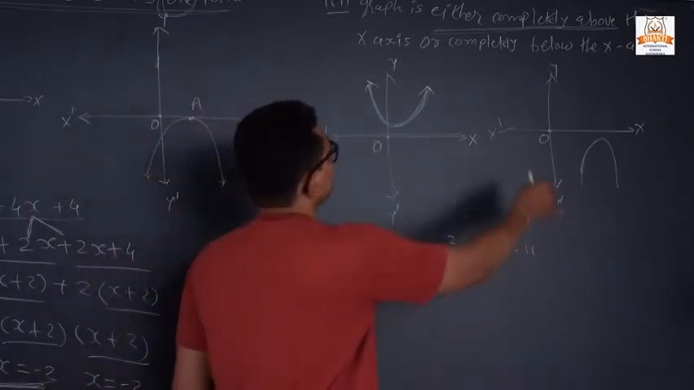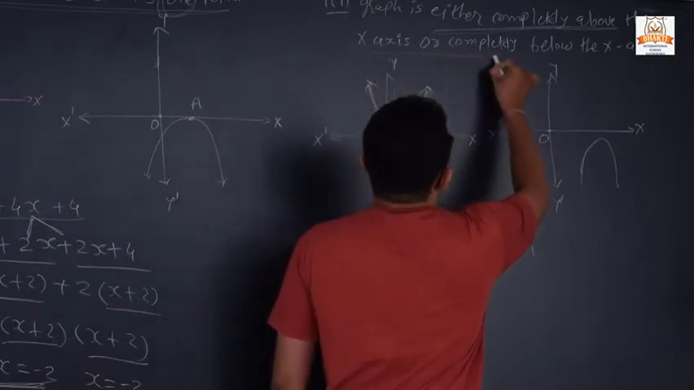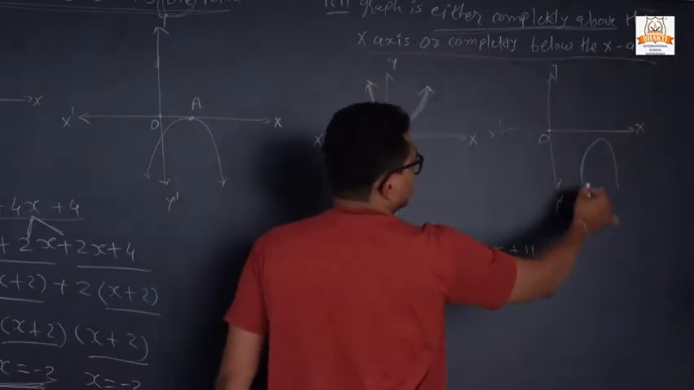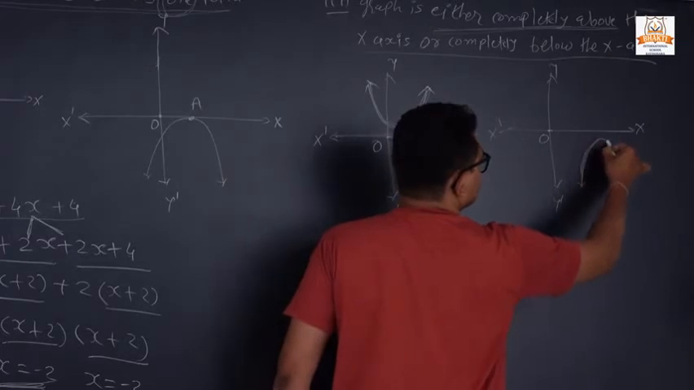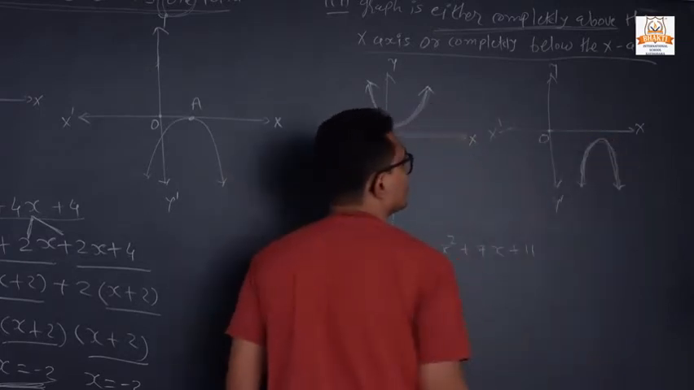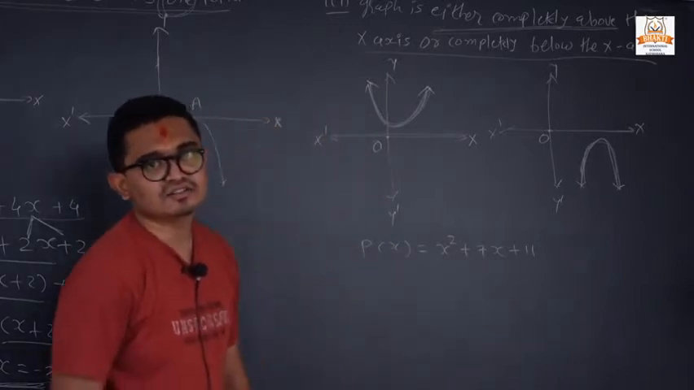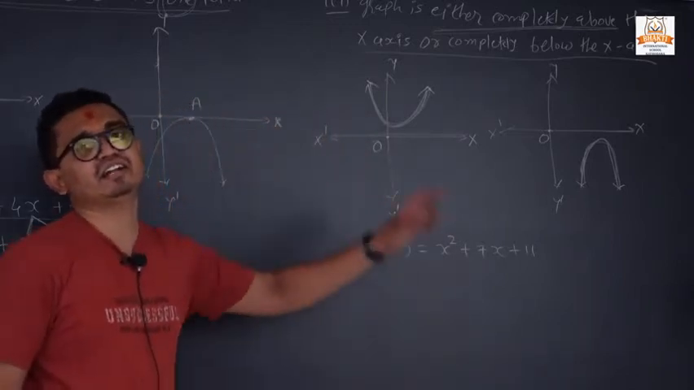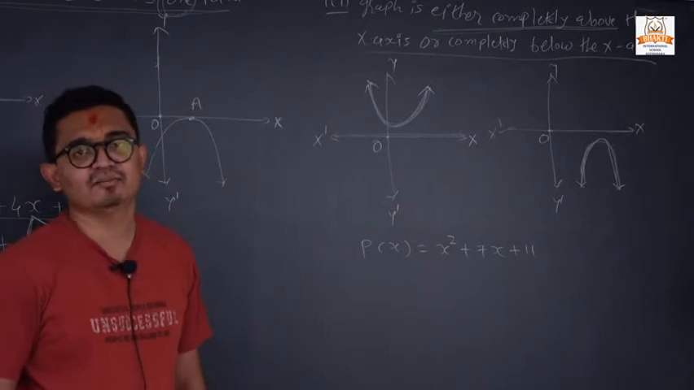And in the second case, it is completely below the x axis. See that graph. They are not cutting the x axis. They are completely below the x axis. So it means we cannot factorize that kind of quadratic polynomial.